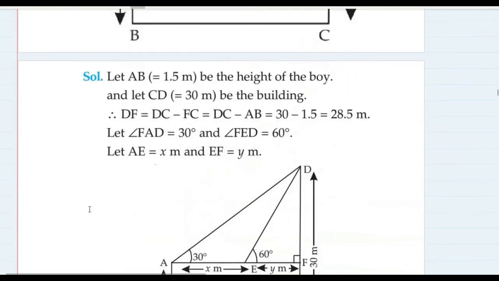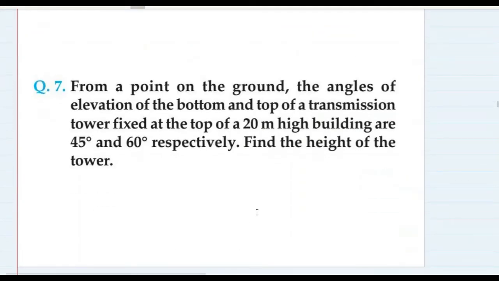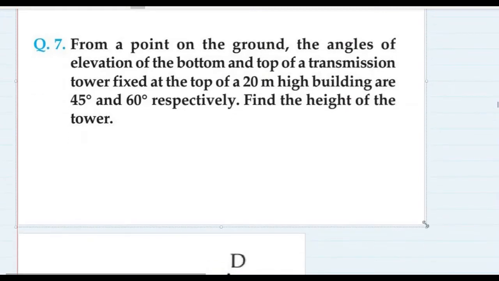Okay, let's move ahead. We are getting the correct answer. Let's go ahead to the next question. Question number 7.